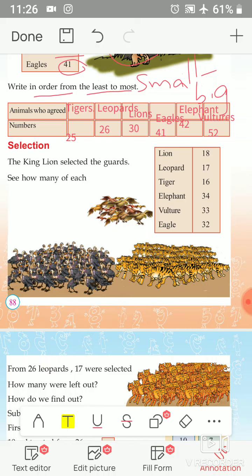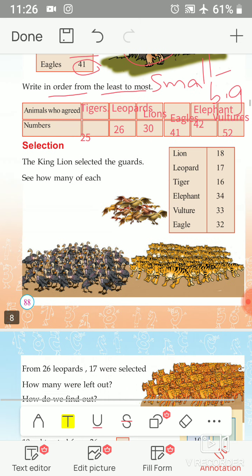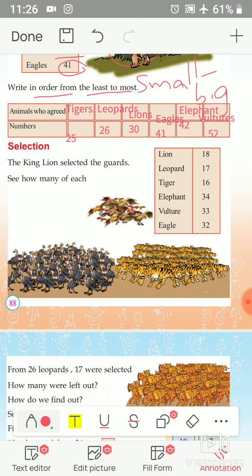Next, look at here again. Arrange these numbers from least to most. Look at this number, 25, 26. 25 is the small number.